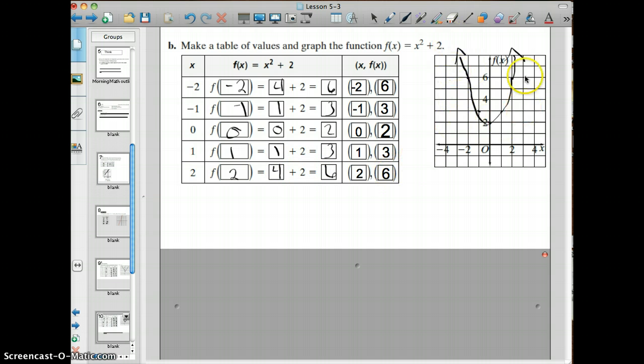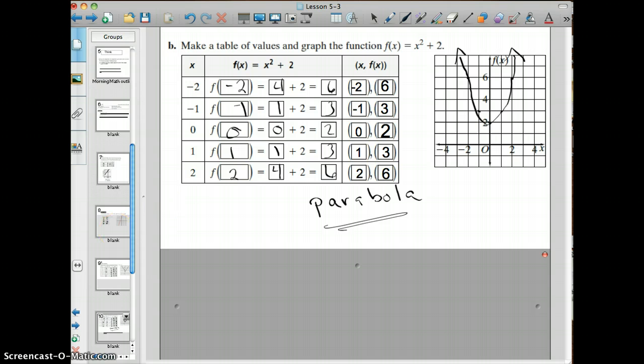So when you plot those points, and again, if you need to pause me, go ahead and do so, you're going to plot those points, and it's going to give you this U-shape, which is called a parabola. I'm going to try to spell that here. Parabola. Okay, that's parabola.